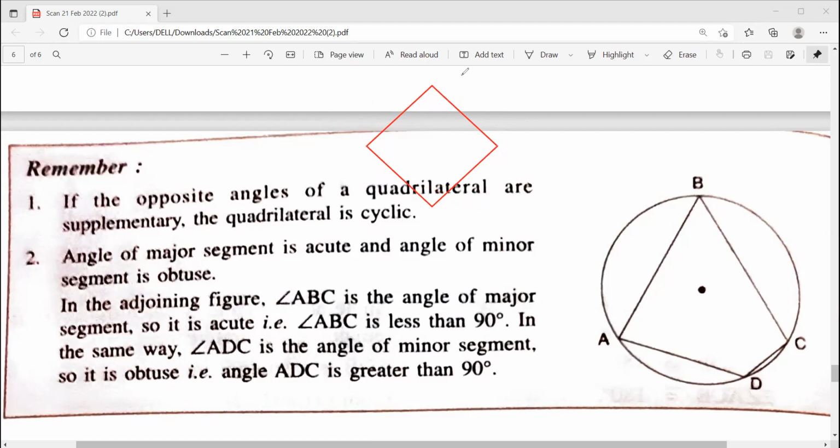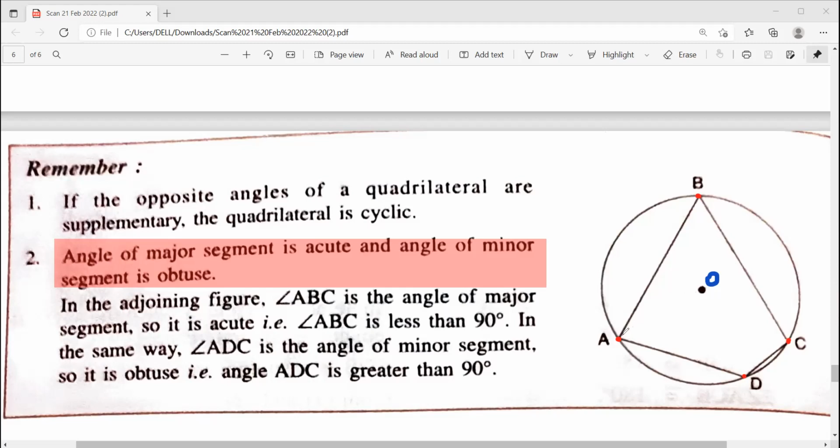Next, the next statement is: angle of major segment is acute and angle of minor segment is obtuse. Okay, now see here, look at this. This quadrilateral ABCD is a cyclic quadrilateral, yes, because the vertices A, B, C, D are lying on the circumference of the circle. Okay, let us name this center as O.